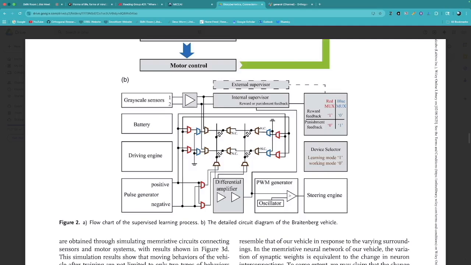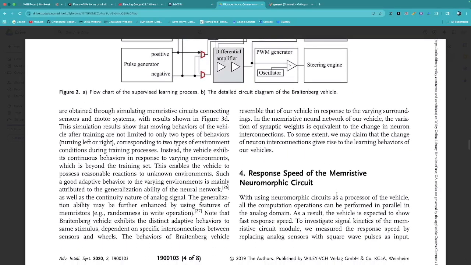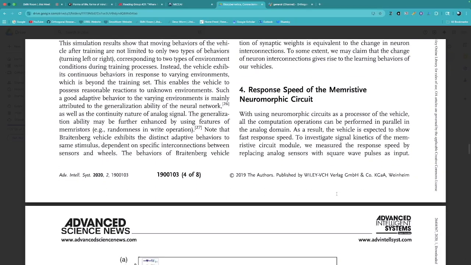And then there's the steering engine and a differential amplifier. So once this network is supervised and given the proper feedback, then it goes through this differential amplifier. This oscillator is added to the generator, and then this is giving the steering engine, which gives you the motor output. Okay, so that's basically how that's structured.